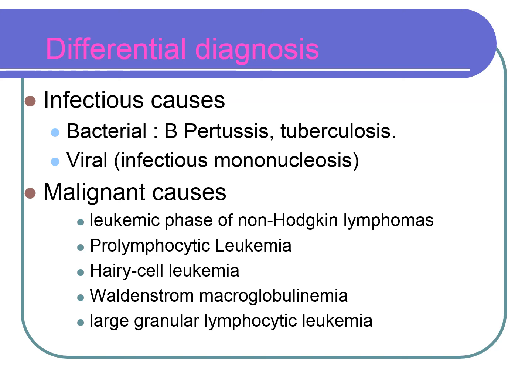The differential diagnosis of a case of CLL includes infectious causes, either viral or bacterial, and other malignant causes like the leukemic phase of non-Hodgkin lymphoma, prolymphocytic leukemia, hairy cell leukemia, Waldenström macroglobulinemia, and large granular lymphocytic leukemia. We can identify the subcategory of these different malignant conditions by doing more investigation using immunophenotypic examination and immunochemical stains.